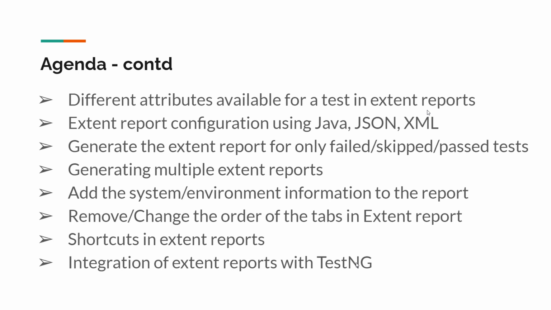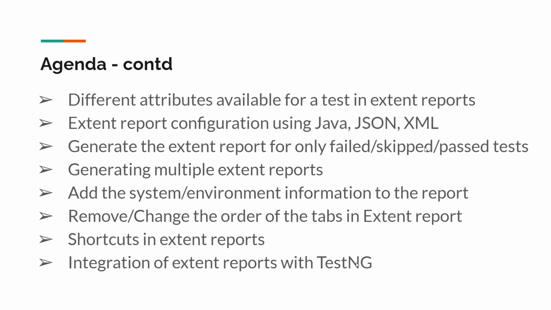So there are many people who are asking, guys, like, sir, I want to create the Extent Report, but I want to change the configuration of the Extent Report using the JSON file or maybe the XML file or maybe only within the Java. So I'm going to show you all the things here, guys. Okay. And then generate the Extent Report only for the failed or skipped or passed tests.